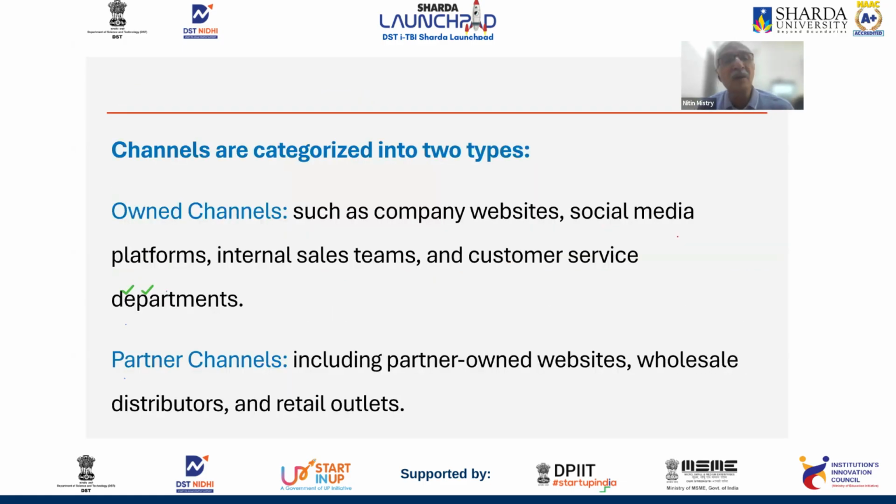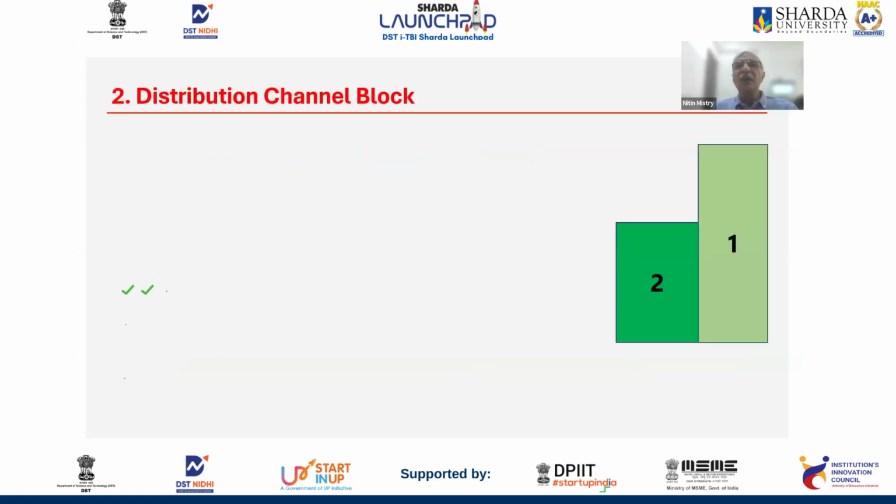Now channels are of two types. Your own channel, that means if you have a company, you have your own website, or your own social media platform, or an internal sales team, or a customer support department. So that is your own channel. Partner channel means including a partner website, or you have some wholesaler, or a distributor, or a retail outlet. That means you don't directly go, they will sell your product. So that is again a partner channel. So this is the second block we call channel.